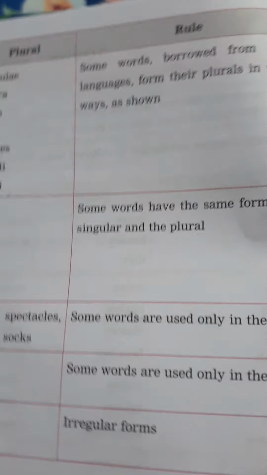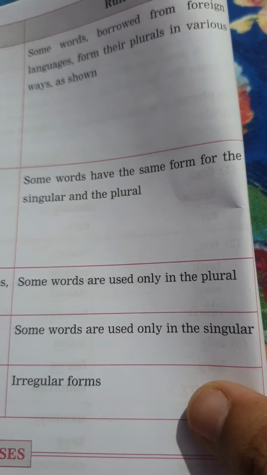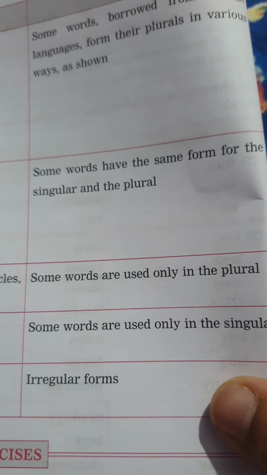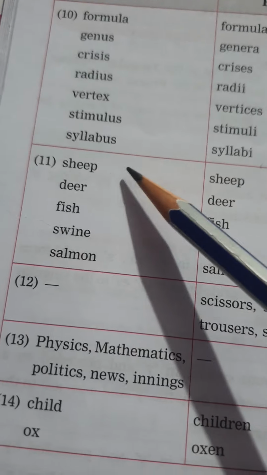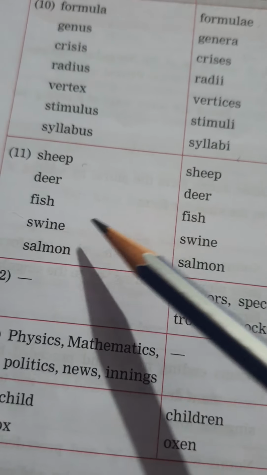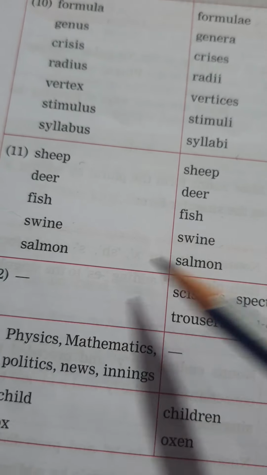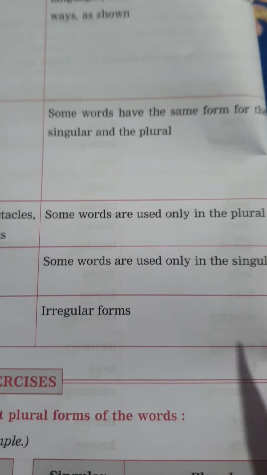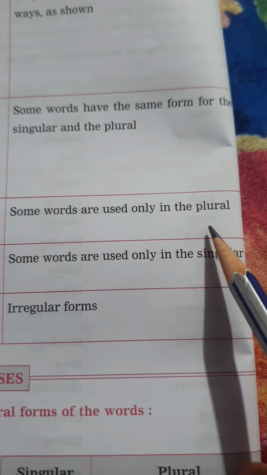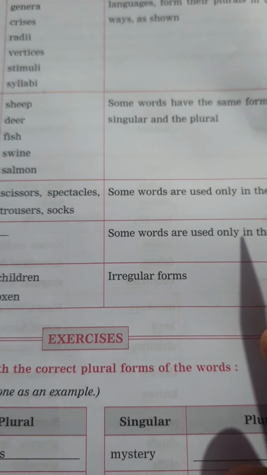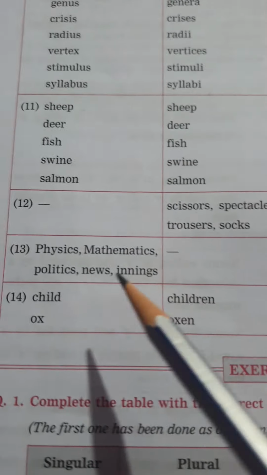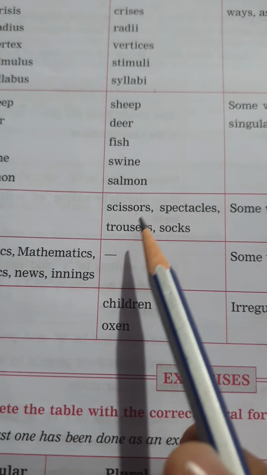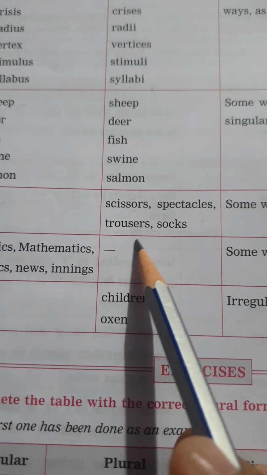Okay, now some words have the same form for the singular and the plural. There are some words which have the same form for singular and plural. For example, sheep, sheep, deer, deer, fish, fish, swine, swine, salmon, salmon. We can't put s over here. Okay, now next one, some words are used only in plural form. There are some words which we always use in which form? Plural form. So singular form is not there. Scissors, spectacles, trousers and socks.